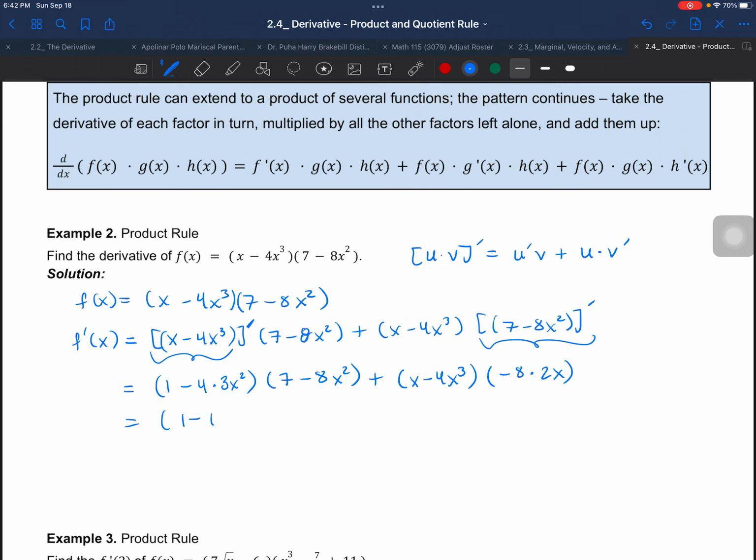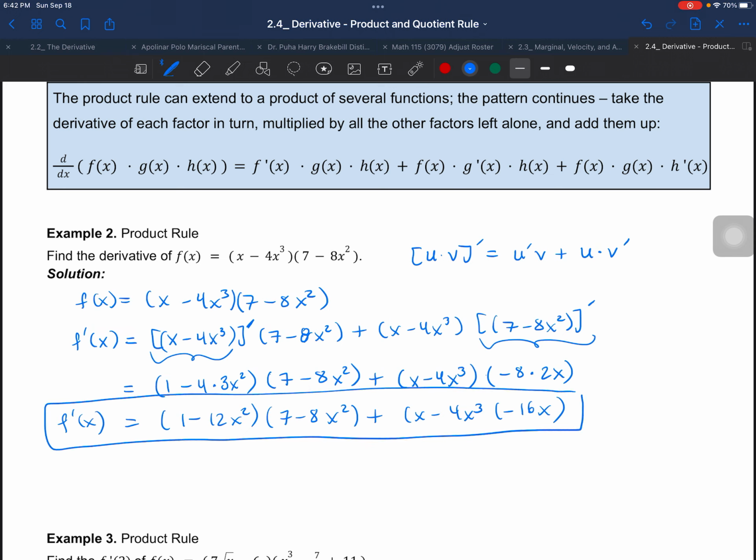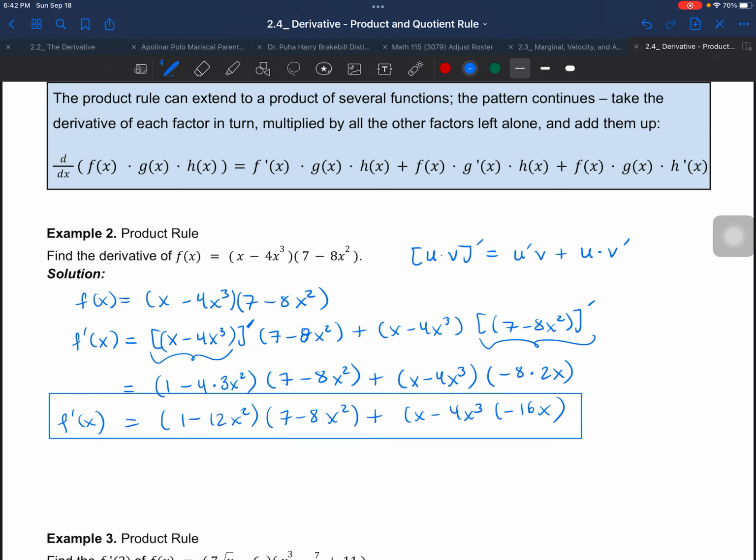And I'm going to go ahead and simplify this. Negative 4 times 3 is 12. This carries over. And this is going to be negative 16x. So this is technically the answer right here. This is as far as I want you guys to go. You can leave it in factored form. I almost forgot to put a parenthesis there. That's your derivative. You already used the product rule, and you already executed the small derivatives of the factors.